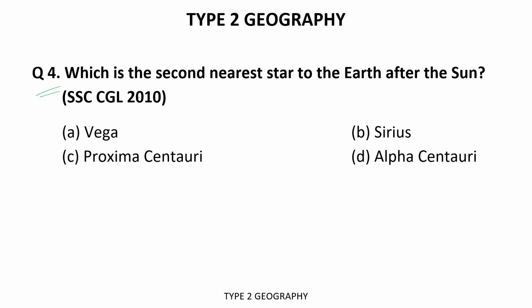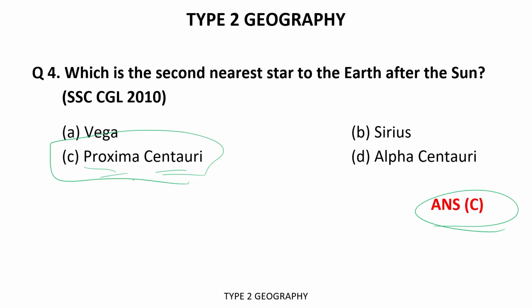Thereafter, the fourth question we have: which is the second nearest star to the earth after the sun? Now you will get only 20 seconds because there is no such explanation in this question. Your time starts now. Time's up. So the correct answer is C. Proxima Centauri is the second nearest star to the earth, and the first one is the sun.